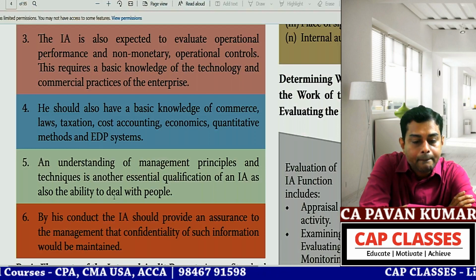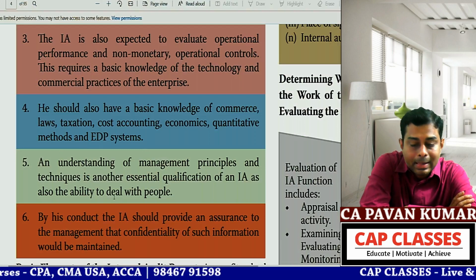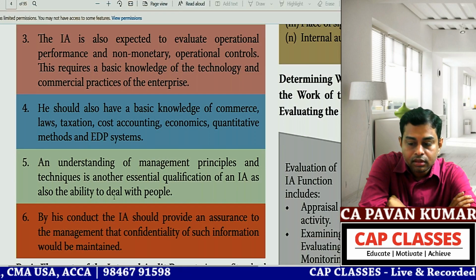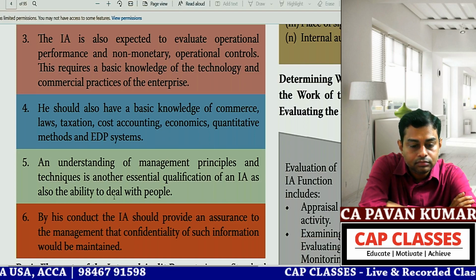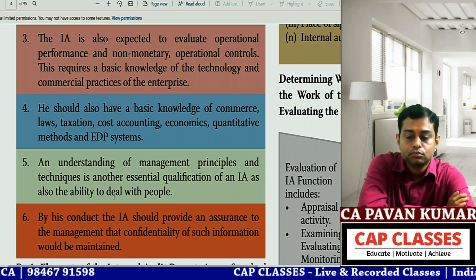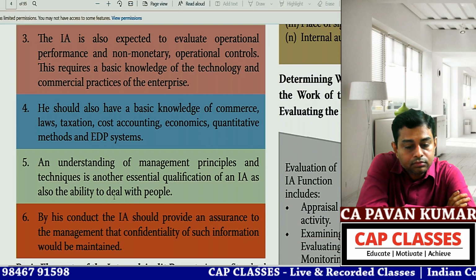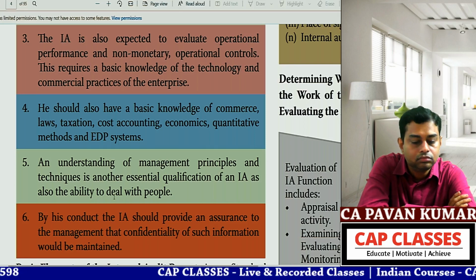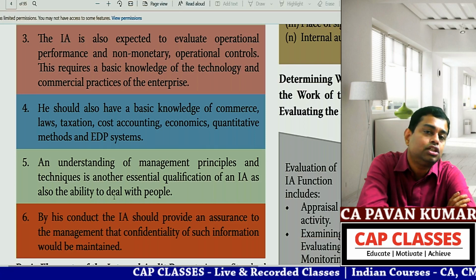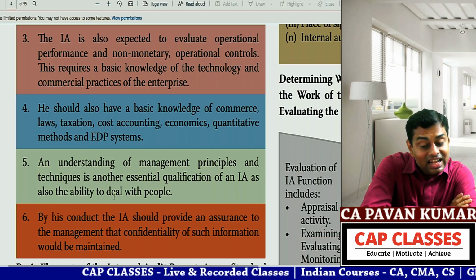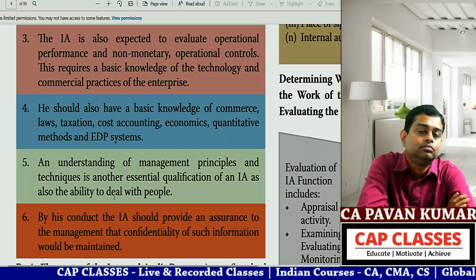Next, continue. An understanding of management principles and techniques is another essential qualification of an internal auditor, as also the ability to deal with people. Yeah, next. By his conduct, the IA should provide an assurance to the management that confidentiality of such information would be maintained. Confidentiality you should maintain. That's all.